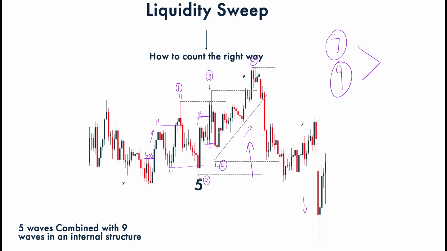And look closely, guys. Let me use a different color. We have this high, we have this low, we have this high, we have this low, we have this high, we have this low, another high, low, and then another high. So let's draw the wave here. We have this move: 1, 2, 3, 4, 5, 6, 7, 8, 9.